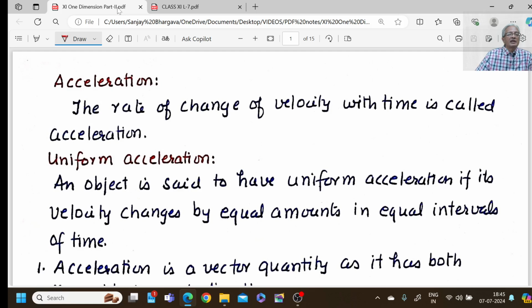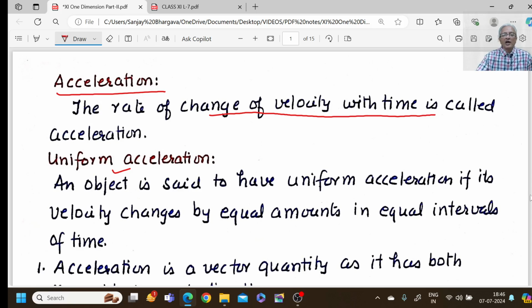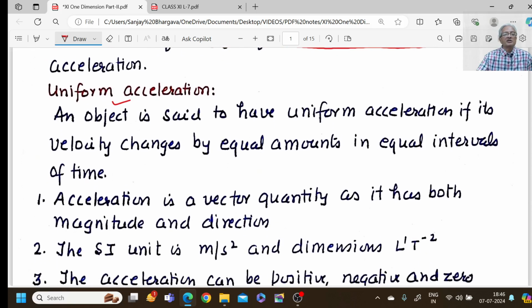We begin with acceleration. How do we define acceleration? We define acceleration as the rate of change of velocity with time. So we have uniform acceleration. What is uniform acceleration? An object is said to have uniform acceleration if its velocity changes by equal amounts in equal intervals of time. So in case of uniform acceleration, a body must have equal change of velocity in equal intervals of time.